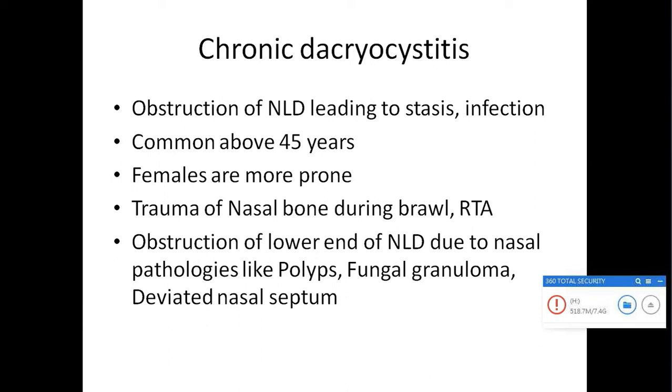Any trauma to the nasal bone, during a fight, whenever somebody hits on the nasal bone, there can be a fracture of the nasolacrimal canal through which the nasolacrimal duct passes. So it can get severed. In a road traffic accident also, with a fracture of the nasal bone, the nasolacrimal canal can get fractured and there can be severing of the NLD. Obstruction of the lower end of the NLD due to nasal pathologies like polyps in the nose, fungal granuloma in the nose or deviated nasal septum can also lead to chronic dacryocystitis.